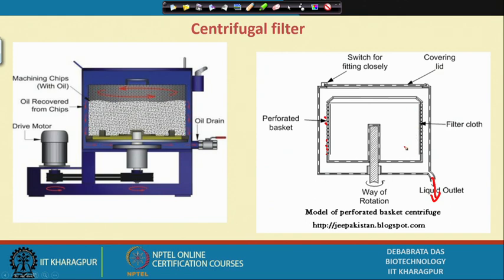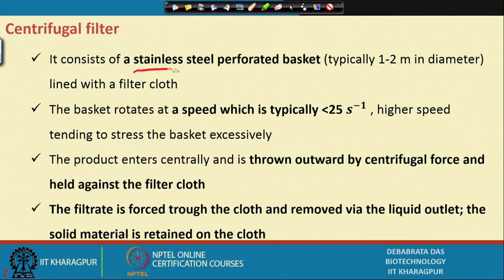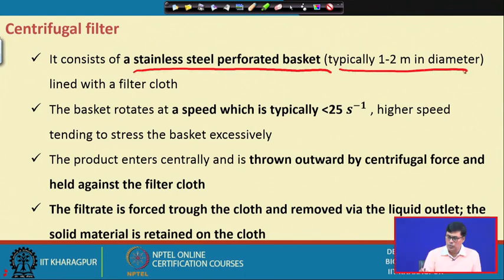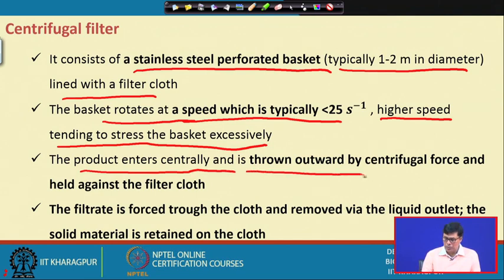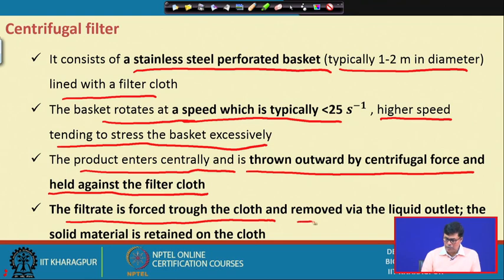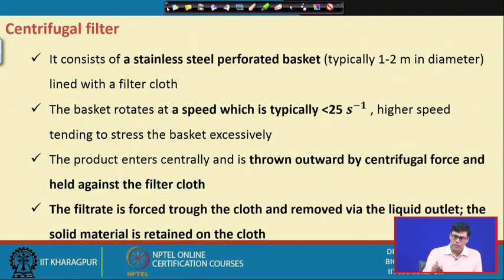So, the liquid we can take out from this outlet, and the solid material adheres on the surface of the cloth. It consists of a stainless steel perforated basket, typically 1 to 2 meters in diameter, lined with filter cloth. The basket rotates at a speed of typically 25 per second, higher speeds tending to stress the basket excessively. The product enters centrally and is thrown outwards by the centrifugal force and held against the filter cloth. The filter cloth will not allow the solid material to go out. The filtrate is forced through the cloth and removed via the liquid outlet, and the solid material is retained on the cloth. So, I hope the principle is very simple.